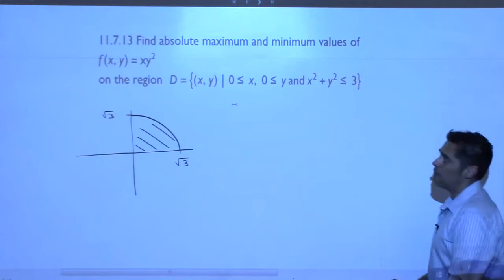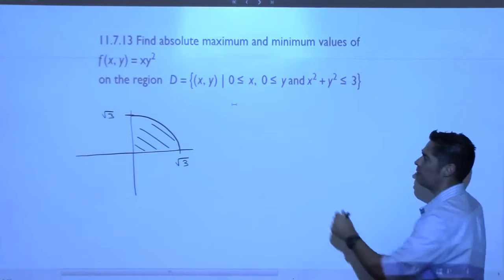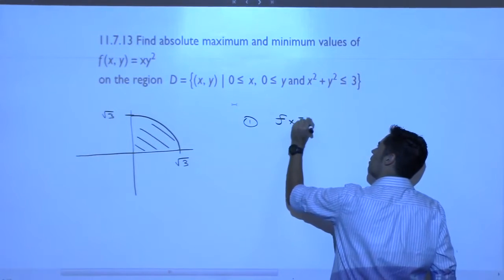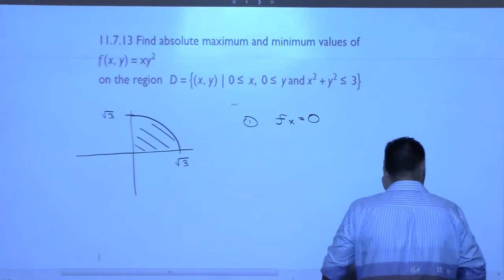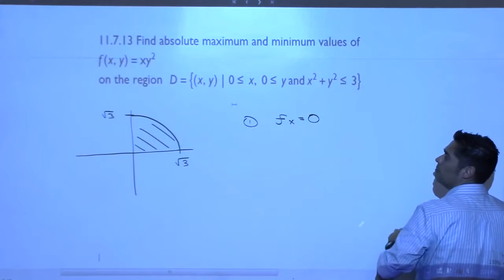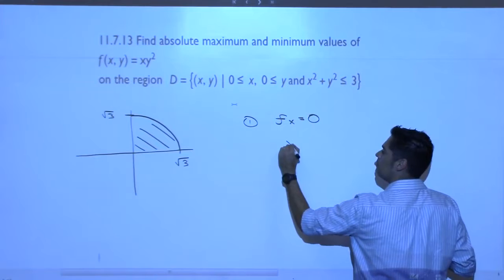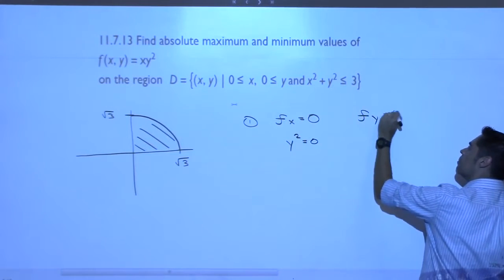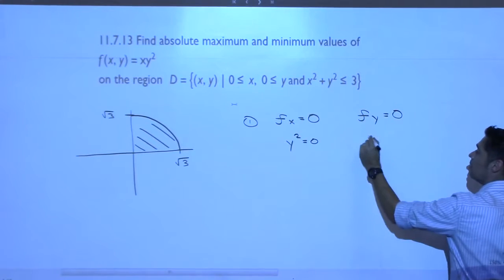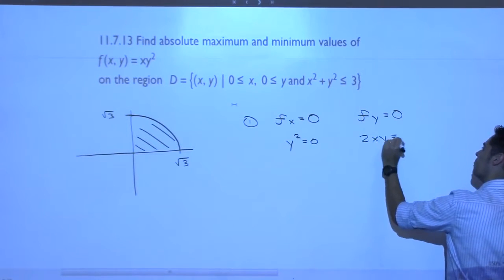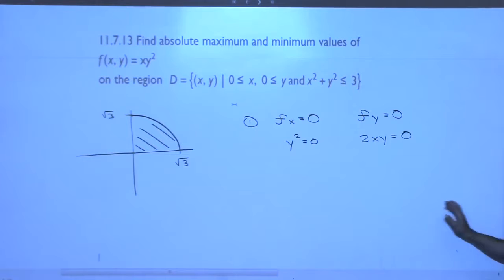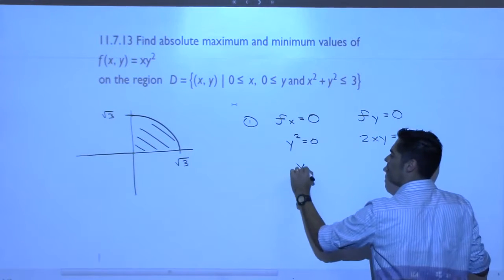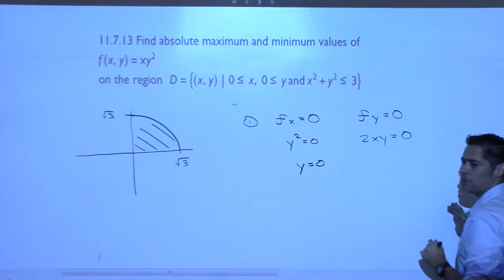So we start by first looking at the partials, setting them equal to 0. So what's the partial of f with respect to x set equal to 0? That's y squared is 0. Next, partial with respect to y equal to 0, which is 2xy must be 0. Well, this already tells me that what? Y has to be 0 in order for that to be true.